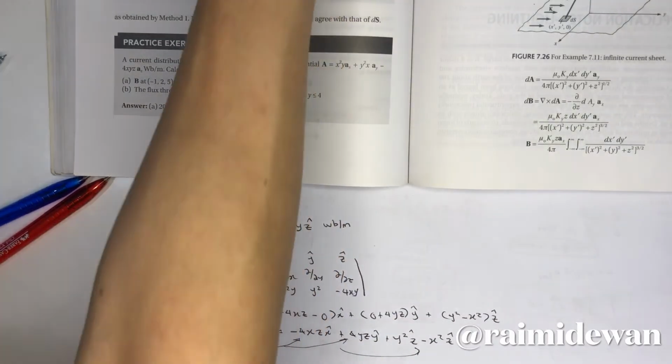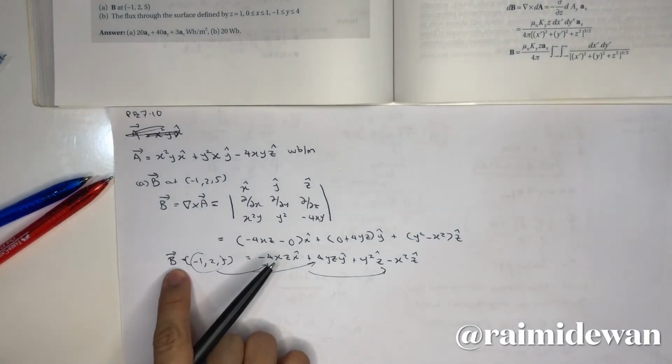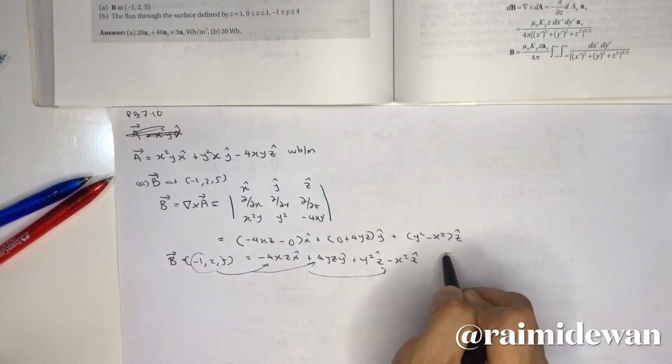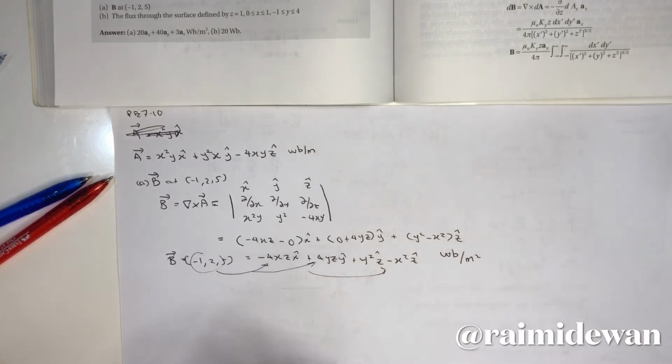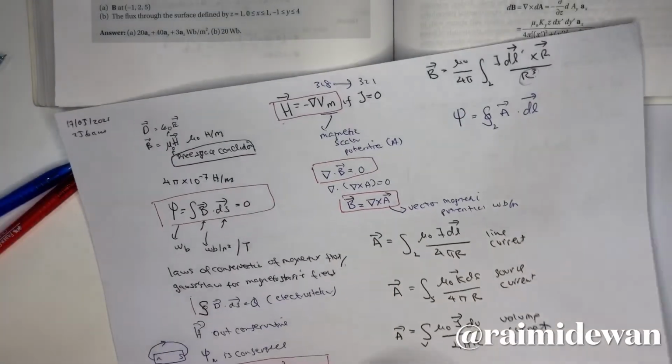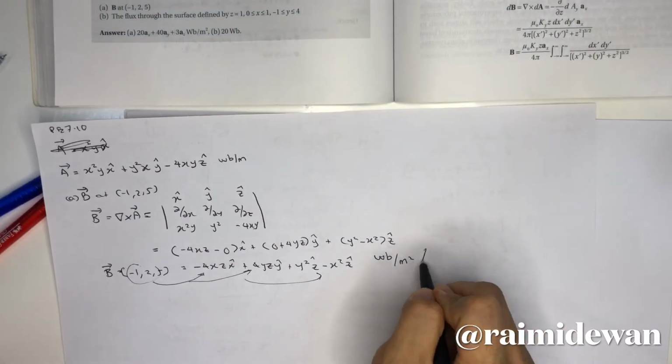The important thing is the working, how you achieve that. And because this is magnetic flux density, the unit that you should have is Wb per meter square, or we have another unit which is Tesla.